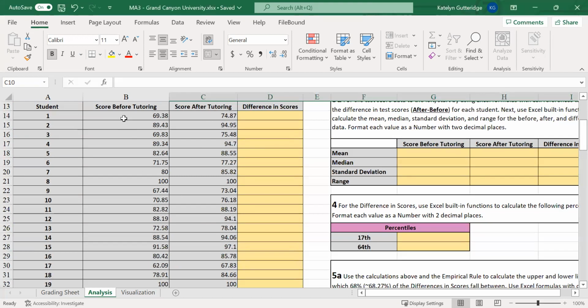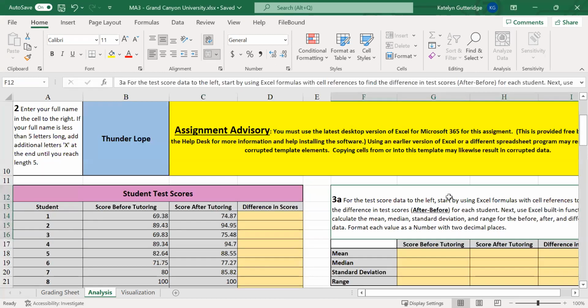So what you're assuming is that you had these students take a test, they received tutoring, and then they took a test again, and you've recorded the scores before the tutoring and you've recorded the scores after the tutoring. Throughout this entire assignment, we are going to examine the difference in scores. So the very first thing you need to do is find the difference in the scores after tutoring and the scores before tutoring. Make sure you follow after minus before.